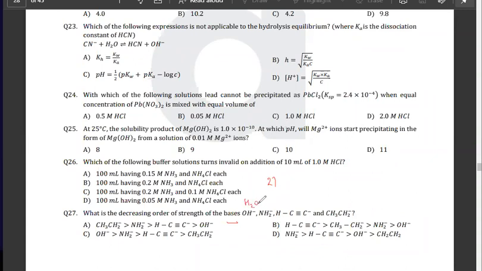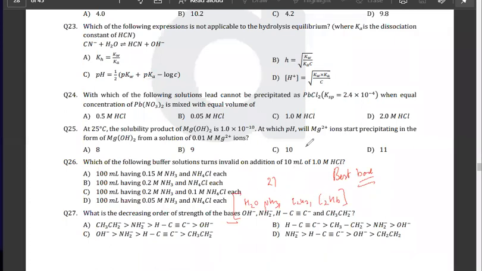So conjugate acids: H2O, NH3, C2H2, C2H6. Now, what do you think? Out of this, which is the best base? Best base, tell me, which of them is the best base? So actually C2H6, okay, C2H6.